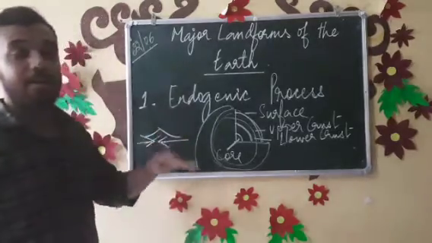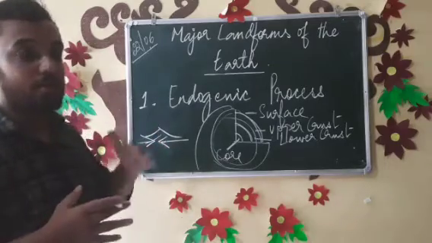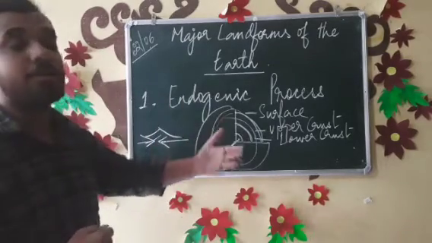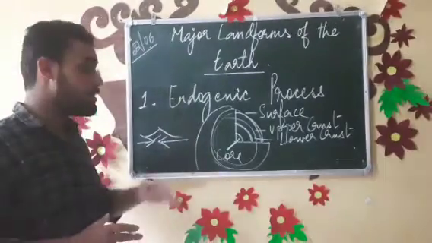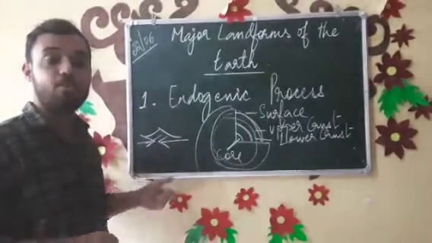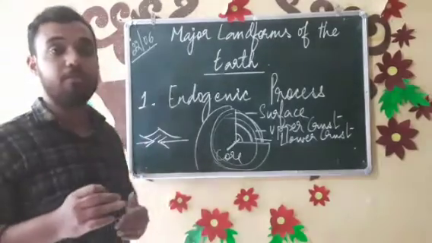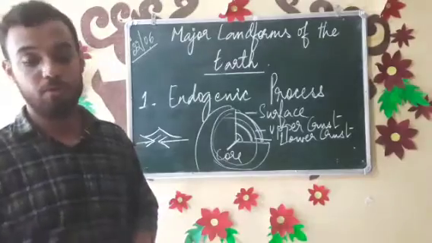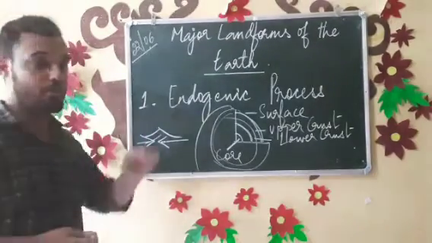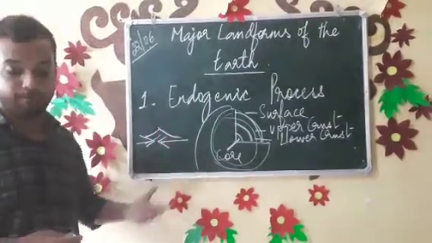The land where it collides is raised, and that is how a landform, a mountain, a plateau is formed. So this is called the tectonic process, which gives shape to the land and forms different landforms. This is the tectonic process which goes on inside the earth.